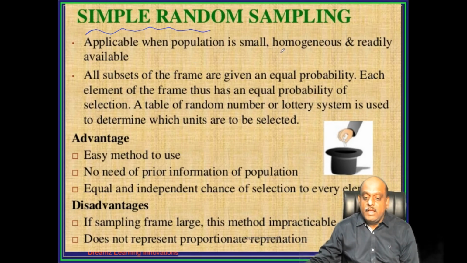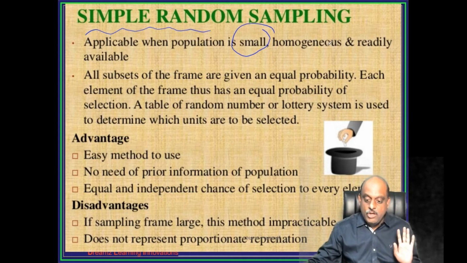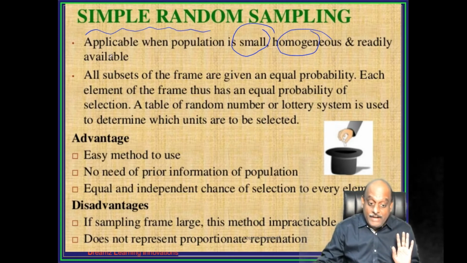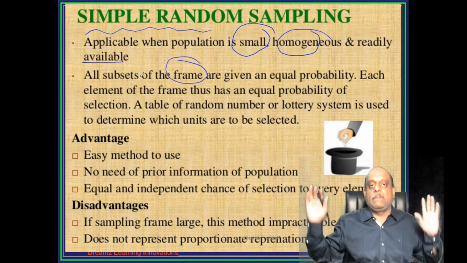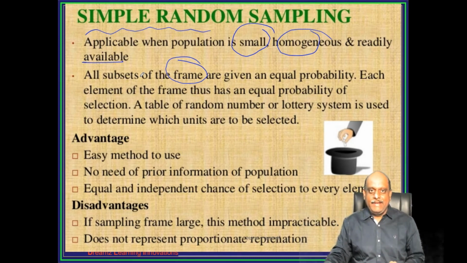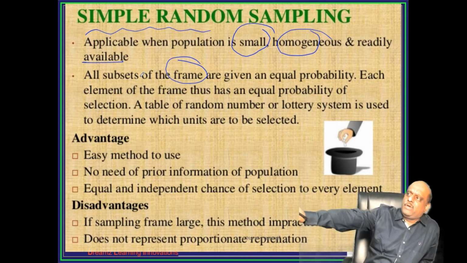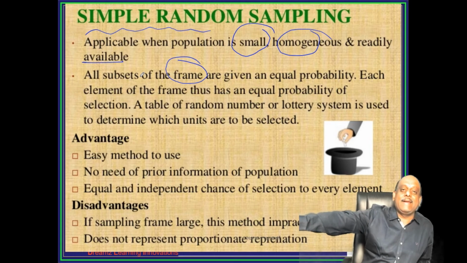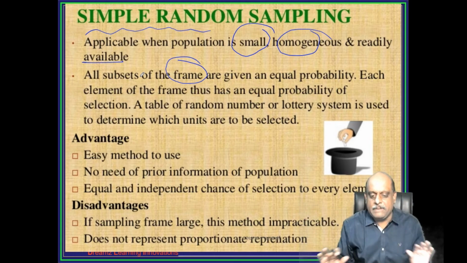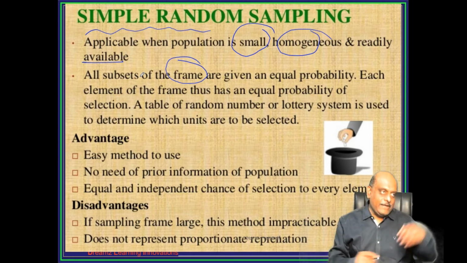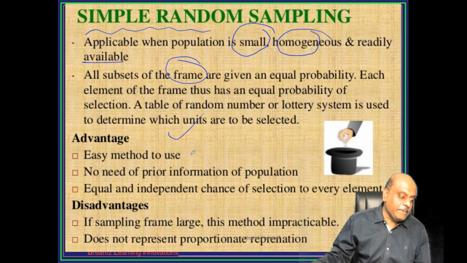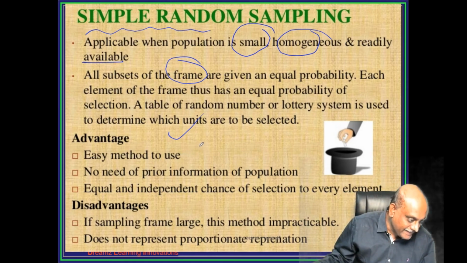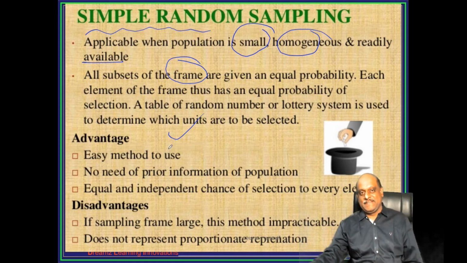Now, simple random sampling. Whenever the population is small, first criteria, homogeneous, readily available, there only you should do simple random sampling. All the subsets of the sample frame are given an equal probability. ये मेरा भाई है, ये मेरा बीवी का भाई है, ये हमारा रिश्तेदार है, वो तो दूर का रिश्तेदार है, ये तो मुझे मालूम ही नहीं उसको, ये दूसरा स्टेट से आ गया, महाराष्ट्र आ गया, कर्नाटका से नहीं आया. There is no bias. Everyone got equal probability. That is simple random sampling. So you will take a random table like a lottery system to determine which units have to be selected. So everyone has got an equal probability, right? सबके साथ सबका विकास, simple random sampling.